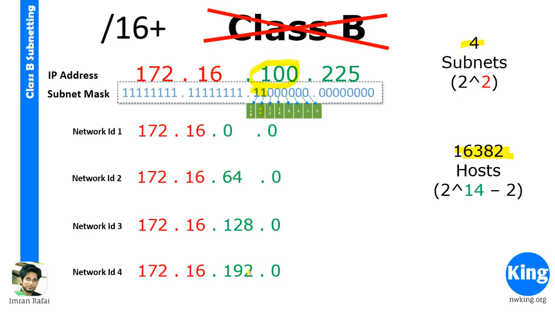Can we add another 64? No, because it becomes 256.0, which is not valid. That's one way of looking at it. And we know there are only 4 networks. 2 to the power 2 is 4, so we only have 4 networks. Fantastic. How do we get the broadcast ID?